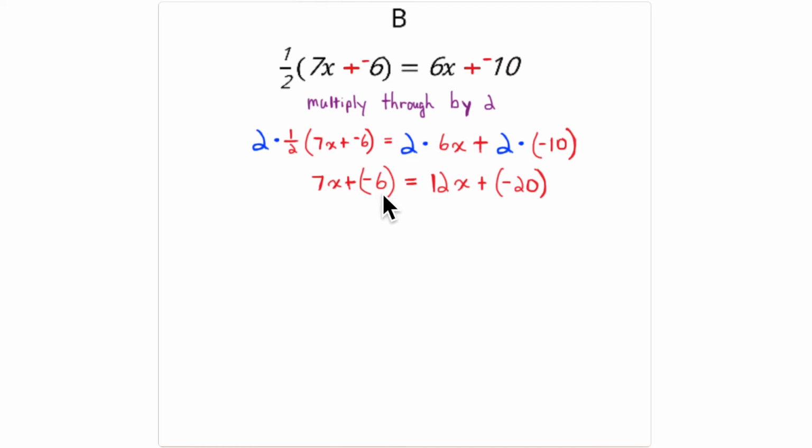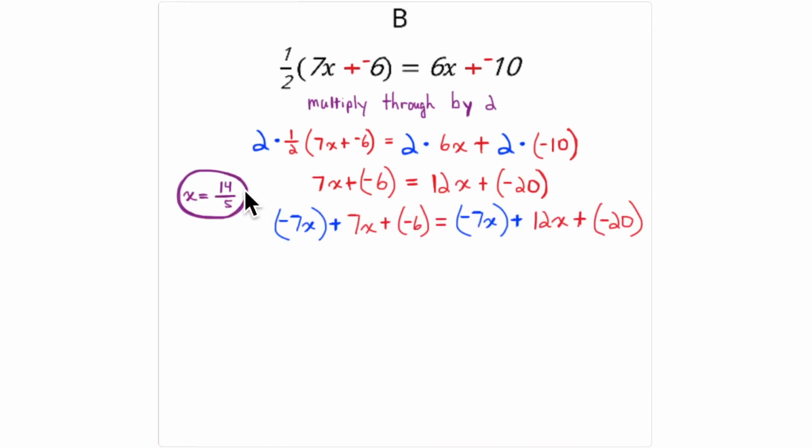That's 7x plus negative 6 equals 2 times 6, which is 12x, and 2 times negative 10 is negative 20. Now remember, the answer was 14/5. So where do we see the fifths? We're going to move the x's to one side and the numbers to the other side. So I'm going to add negative 7x to this side to get rid of this positive 7x, and add a negative 7x over here. So now we have a negative 7 and 12.